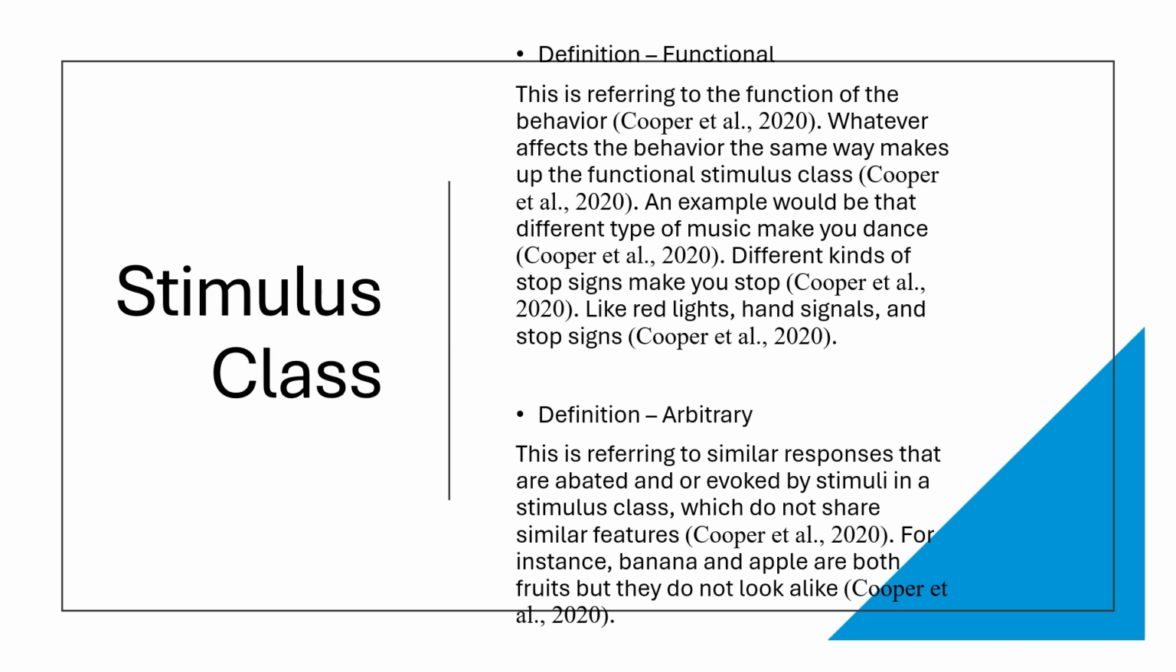Definition: arbitrary. This is referring to similar responses that are abated and or evoked by stimuli in a stimulus class, which do not share similar features. For instance, banana and apple are both fruits, but they do not look alike.